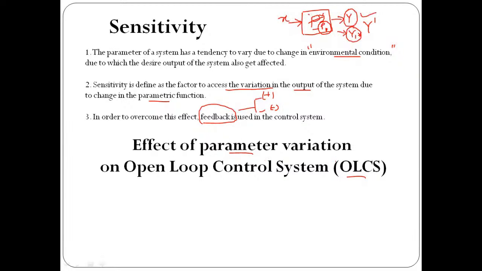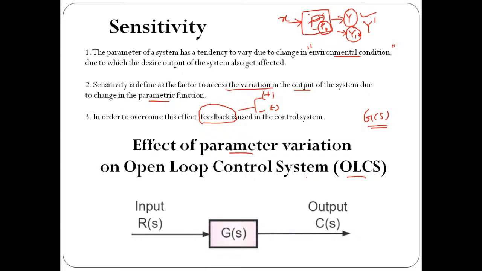In case of open loop control system, because the system is open loop, it has only the forward path, and we know that forward path gain is indicated by the symbol G(s). So if you apply that logic, this indicates a simple open loop control system.